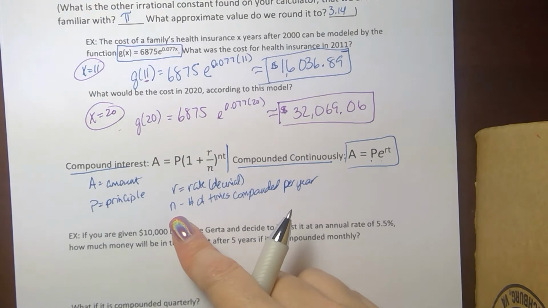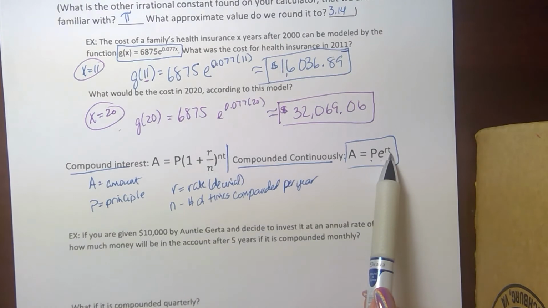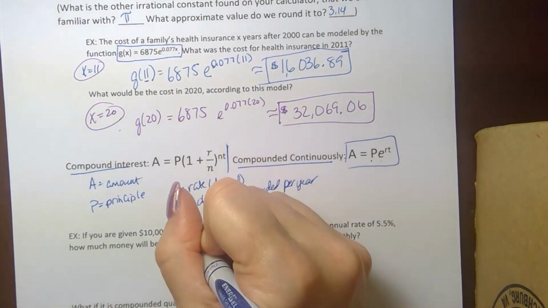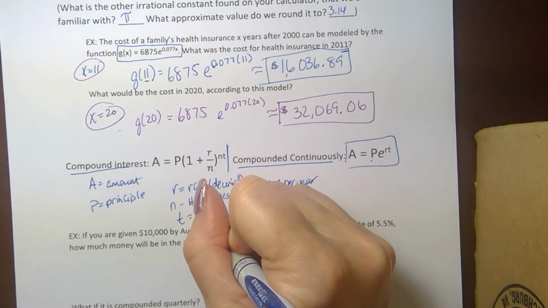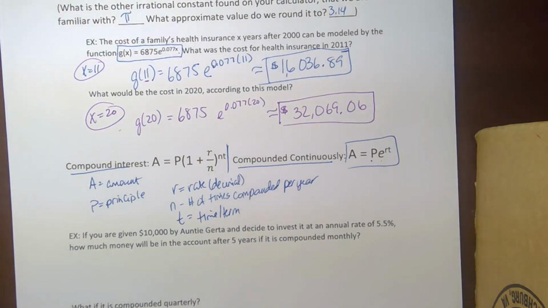I don't think the book is going to give you any compounded daily problems. It's mostly going to be monthly, where N is 12, quarterly, where N is 4, semi-annually, where N is 2. Over here for compounded continuously, I've just got principal times e to the rate times time. That's my last variable. T is the time or the term of the loan or the investment.